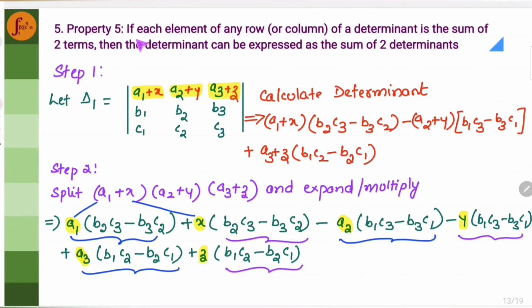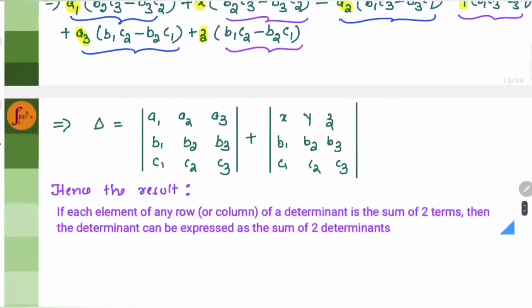There is a fifth property which states that if you have a matrix like this, and the elements of any particular row or column are expressed as a sum of two values, suppose like this: a1 plus x, a2 plus y, a3 plus z. Suppose you can represent any row or any column like this as the addition of two terms. If you can do that, then it will be the same as calculating the determinant like this.